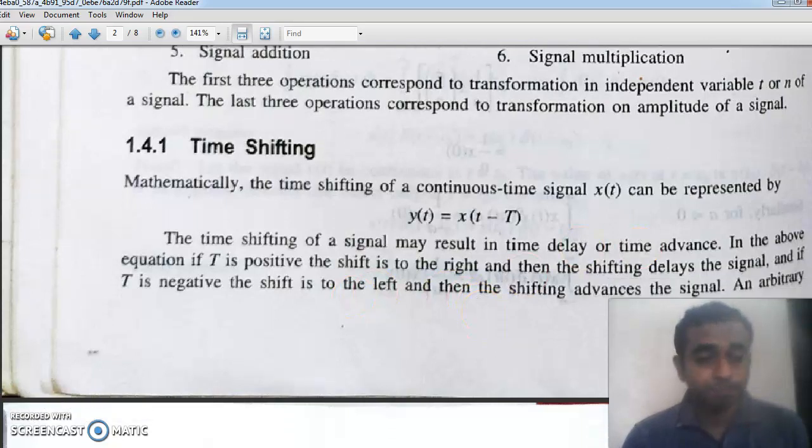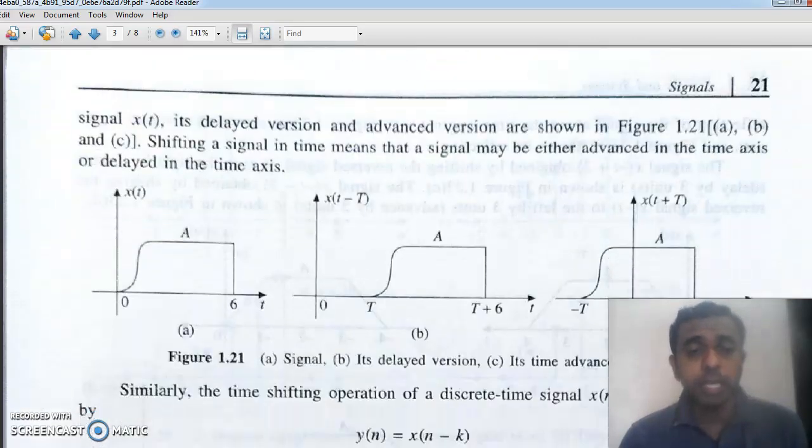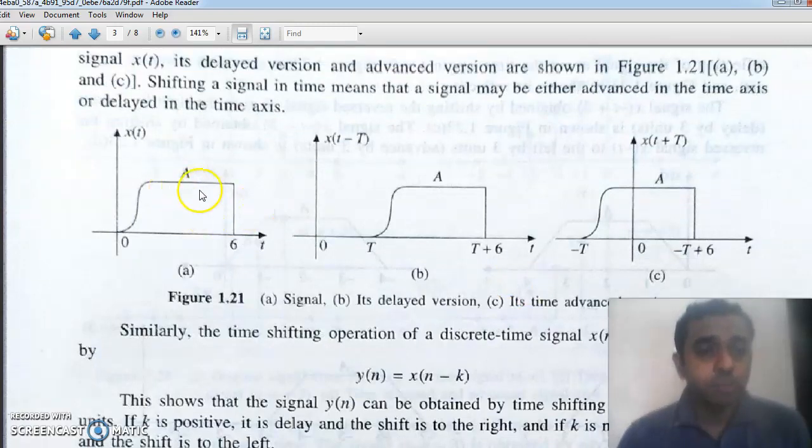So we'll just see the waveforms here. So x of t is here. This is my x of t of magnitude a between 0 and 6. Suppose I am performing x of t minus T, then what happens? I am delaying the signal in time. So the signal starts when the argument is equal to 0, that is t minus T is equal to 0, that is t is equal to T. So the signal starts at this point. So instead of starting at 0, now the signal starts at T. Earlier the signal truncated at 6, now the signal ends at T plus 6.